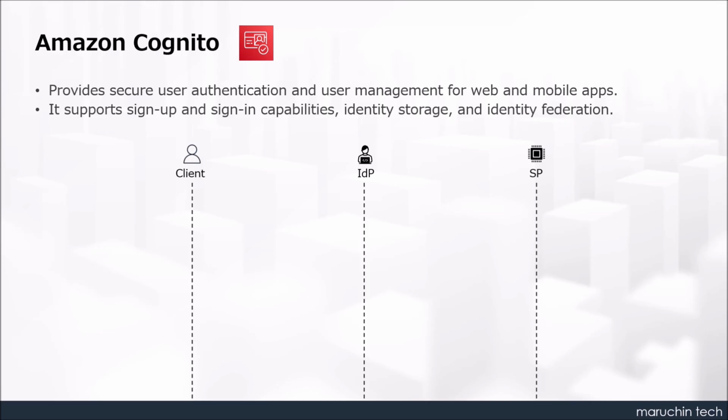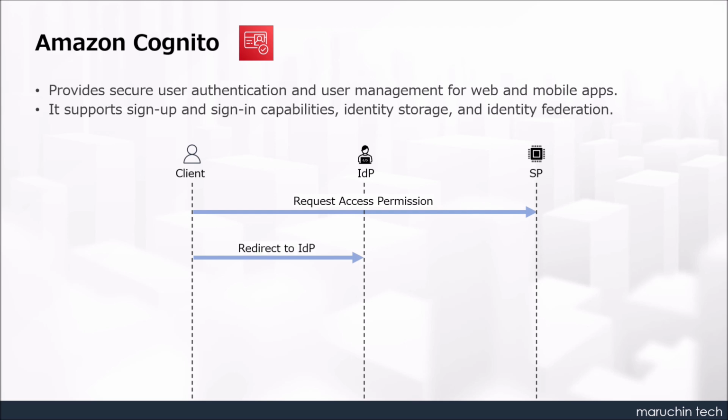Here is a diagram showing the standard authentication and authorization process using an identity provider, IDP, and the service provider, SP. The client requests access to the service provider. The service provider redirects the user to the IDP. The user sends the credentials like ID and password to the IDP. At this stage, optional multi-factor authentication may be required.